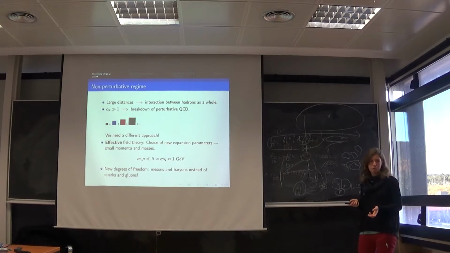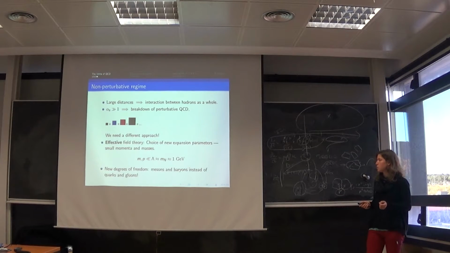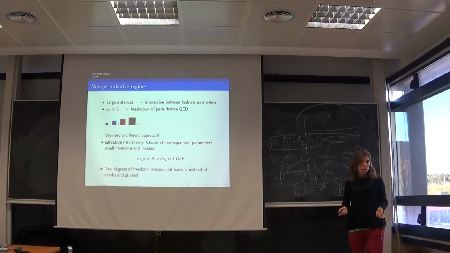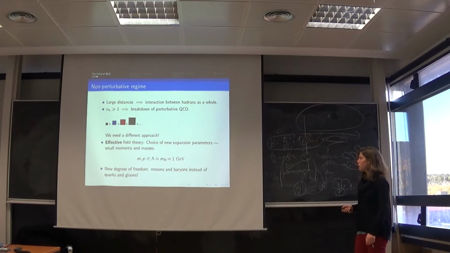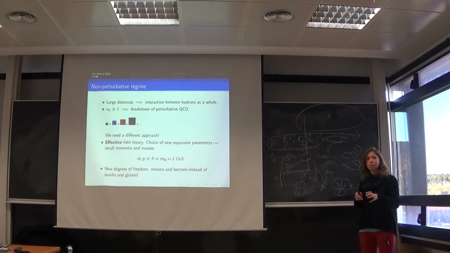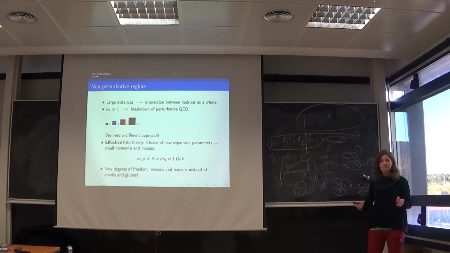So we need a different approach. We know now that it's not the strong coupling constant that is good to use for the expansion. We need something else to do an expansion in the theory. And there we go to effective field theories. Effective field theories are not pure theories as such that they can describe the physics just by using themselves. Actually, what we need in the theory is also experimental input, but to this I will come later.